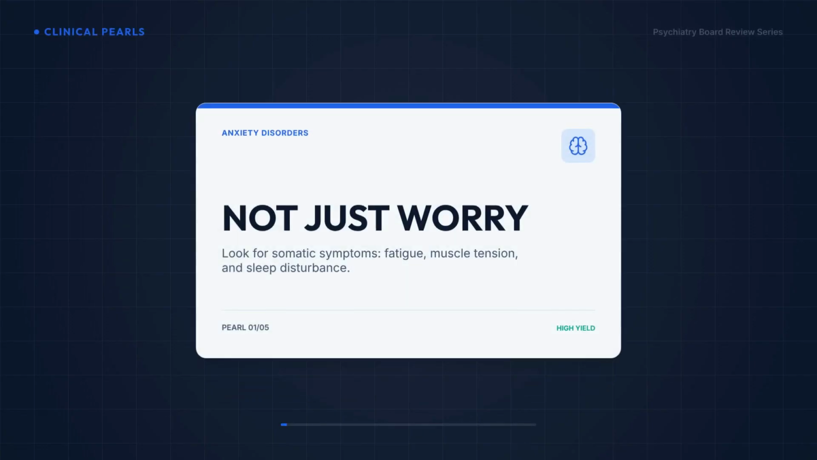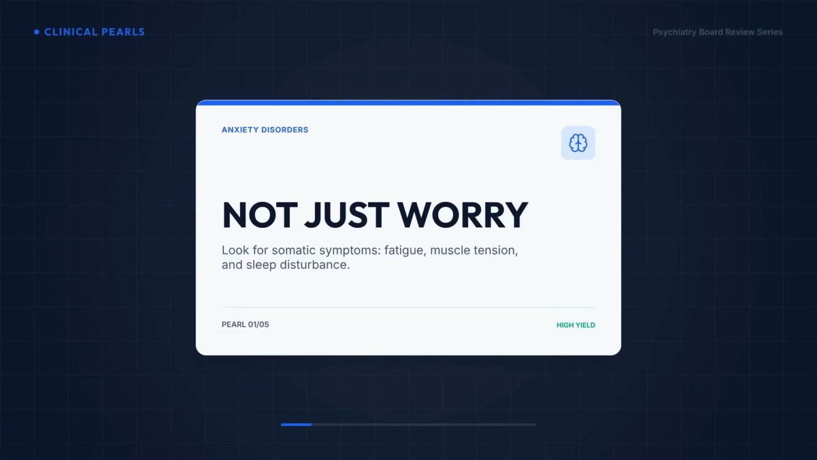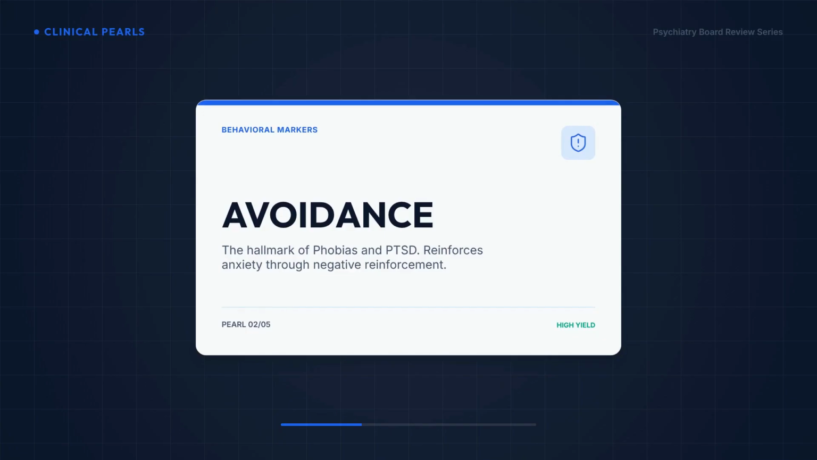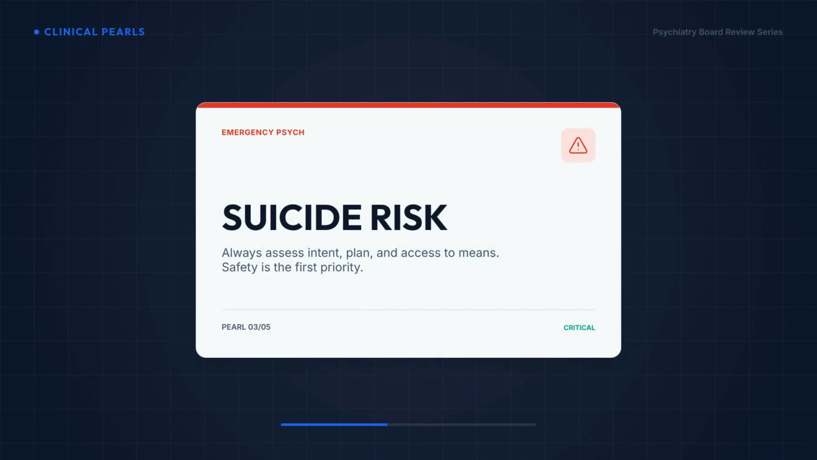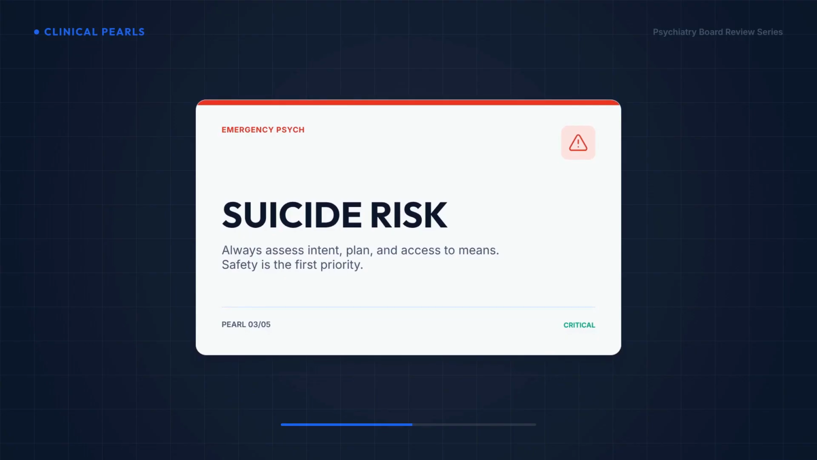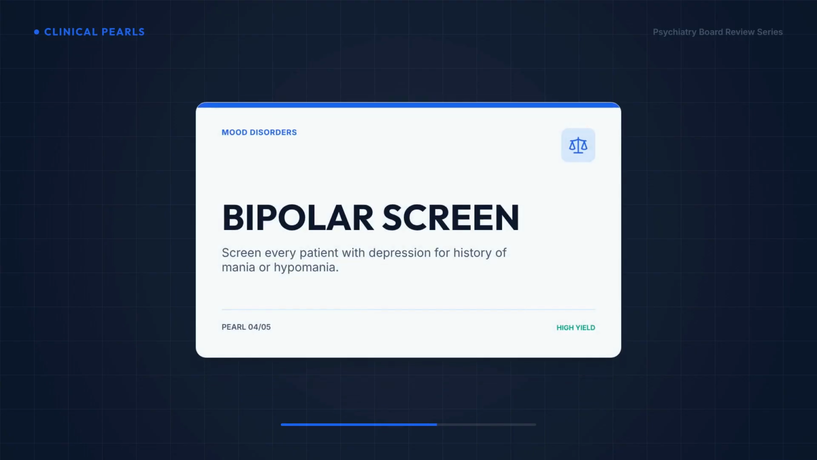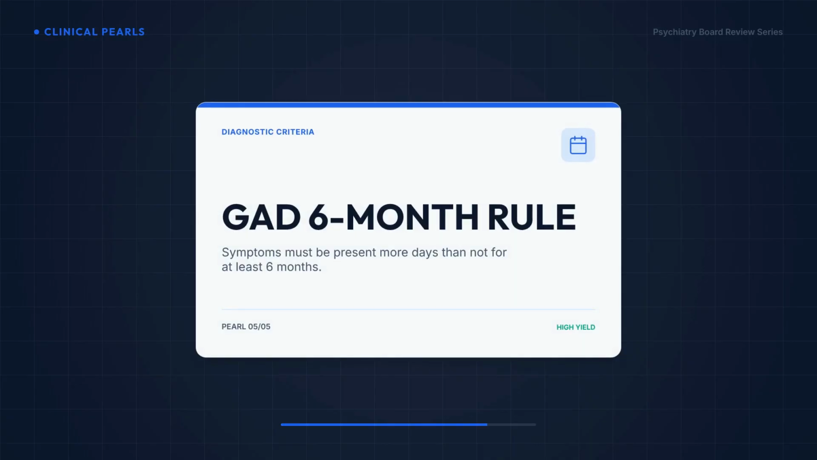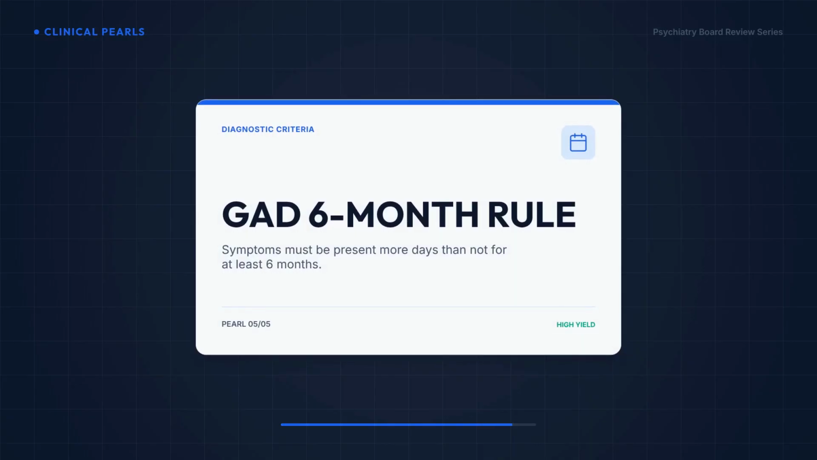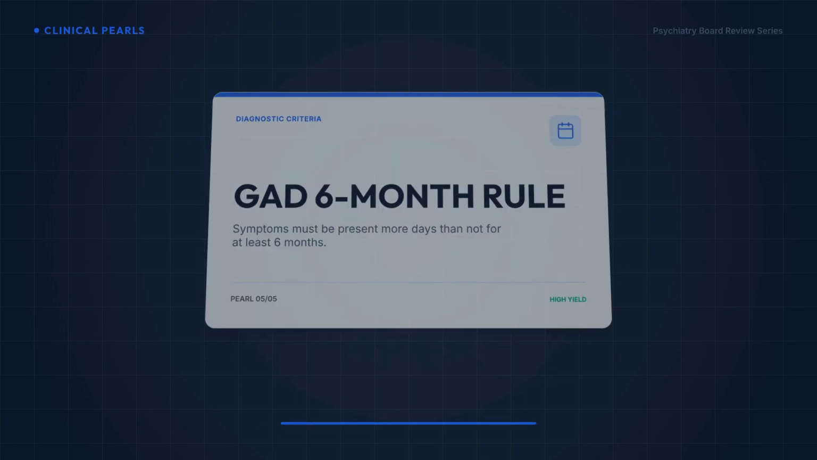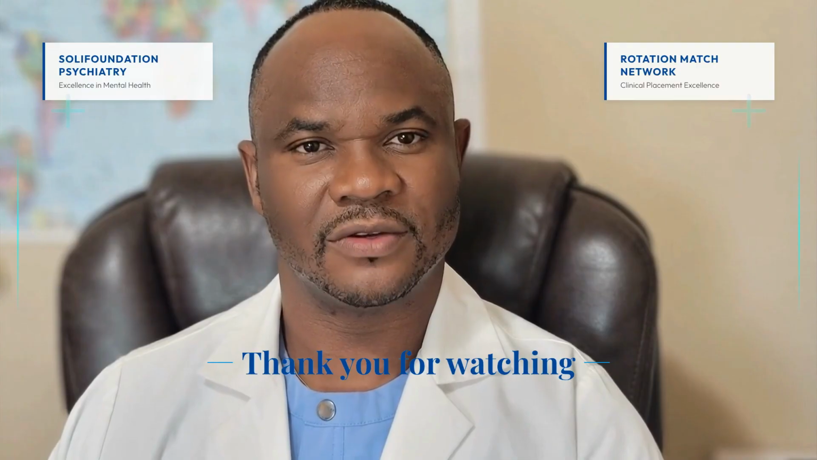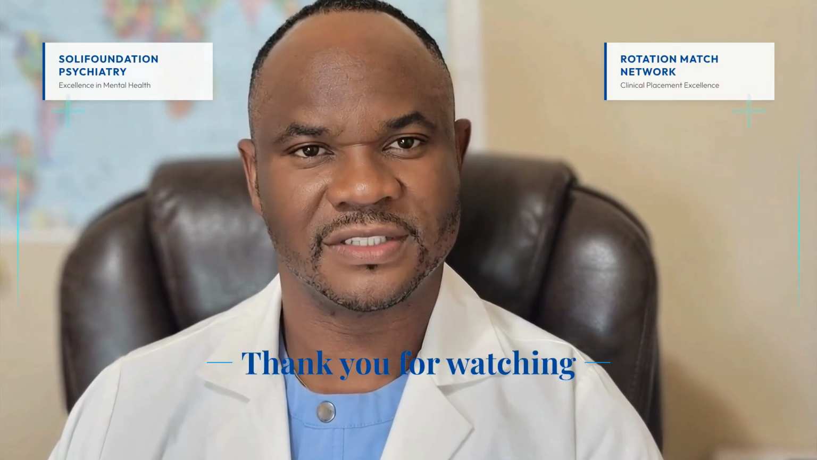Here are your high-yield PMHNP pearls. Anxiety is not just worry. It includes body symptoms and avoidance. Avoidance keeps anxiety alive. Always assess suicide risk. Always screen for bipolar disorder before starting antidepressants. For GAD, remember the 6-month rule. For panic disorder, remember recurrent attacks and concern. Social anxiety is fear of scrutiny. Medical causes can mimic anxiety. Anxiety disorders are common and treatable. As PMHNPs, our job is to assess carefully, rule out other causes, and help patients reduce avoidance.